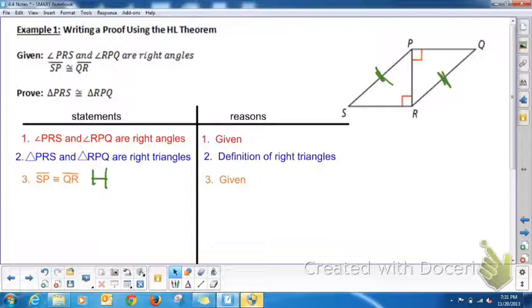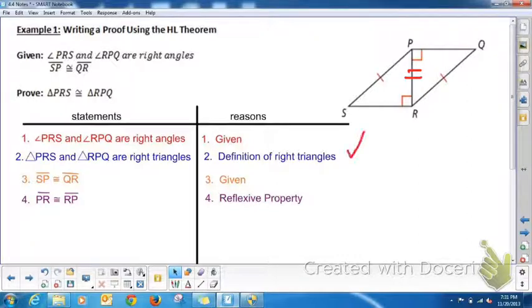So step 1, we identified that these are right triangles. That's good. Step 2, we had to say they had a pair of congruent hypotenuses. So here we are. The next thing we said was that by reflexive property, this leg was congruent to itself. So we know that they are right triangles, we know that their hypotenuses are congruent, and we know that a leg is congruent.